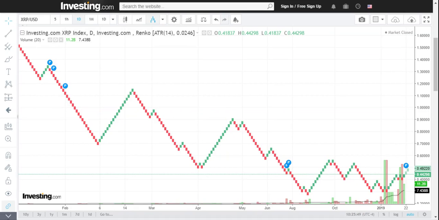Hello guys, today I will be analyzing Ripple against US dollar. As we all know, Ripple is the third cryptocurrency by capitalization after Bitcoin and Ethereum. Actually, the chart is really interesting.